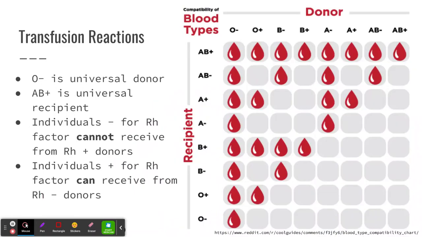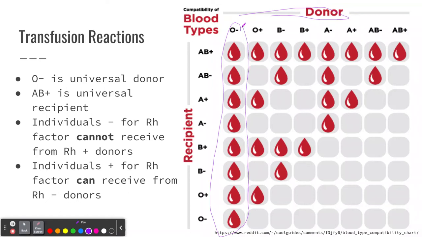All right, so transfusion reactions. This is really one of the many reasons why blood type is so important. A couple things to point out right off the bat. If we look at the donor column, which is on top here, you'll notice that type O negative is the universal donor. People with this blood type can give blood to literally anybody. It doesn't matter what the recipient's blood type is. The other thing to point out is that AB positive individuals can receive blood from anybody.